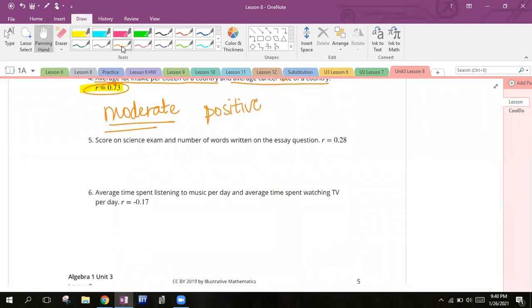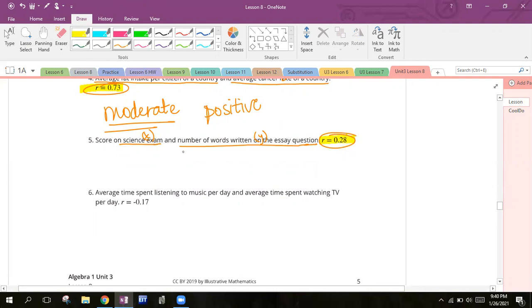All right, next we have the score on a science exam and the number of words written on an essay question. Will your science grade be affected by how many words you put in the essay question? No, it will not. You can put a lot of nonsense words into an essay and not score very well on it.